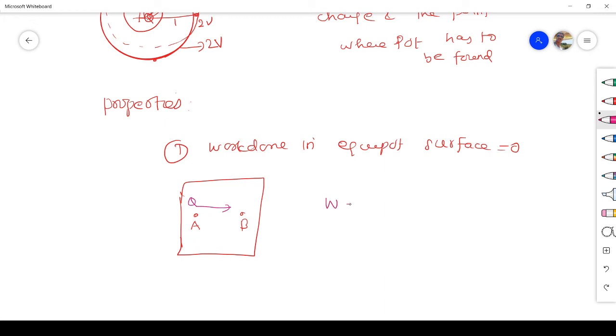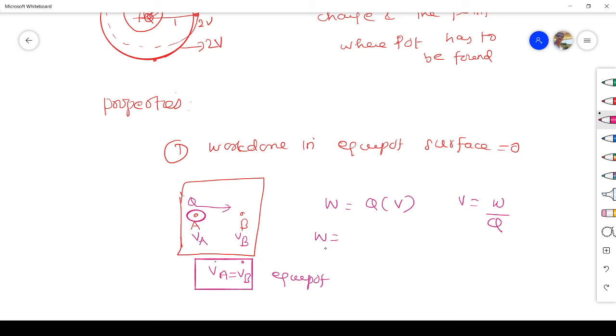We know that work done is equal to Q into V. Yes or no? Why? We know potential is nothing but work done per charge. W is equal to Q into V. Here, what is the work done? In an equipotential surface, all the points are at the same potential. So potential at point A is, let us assume, VA. Potential at point B is VB. But VA is equal to VB. Why? Equipotential surface. That means all the points have the same potential. If VA is 5 volt, VB is also 5 volt. So that's why VA is equal to VB.